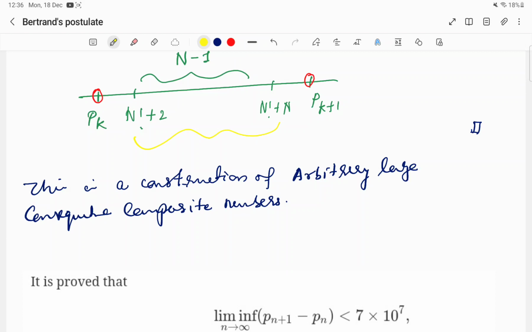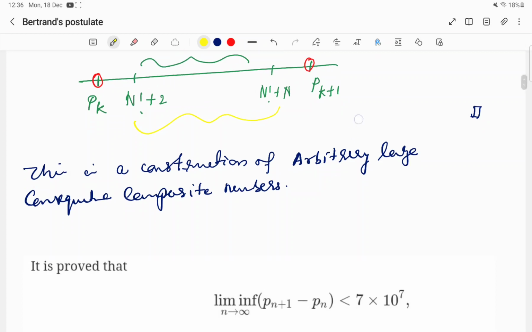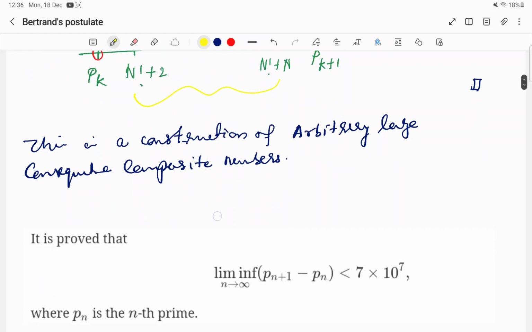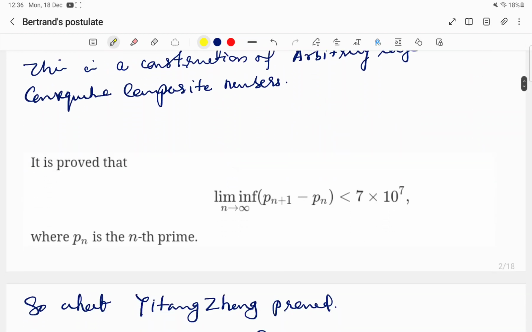Now recently Yitang Zhang, a mathematician, proved a result. That was a breakthrough in prime research in number theory. The result is like this: the limit infimum as n tends to infinity of p n plus 1 minus p n is less than 7 times 10 raised to 7, so 70 million, right?